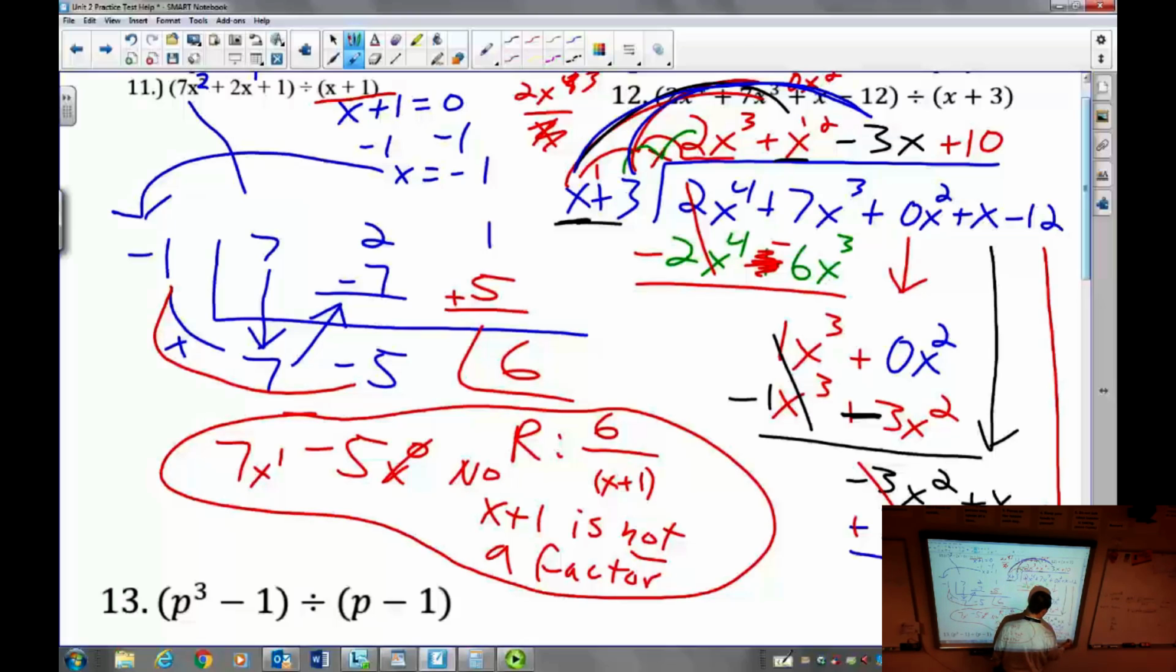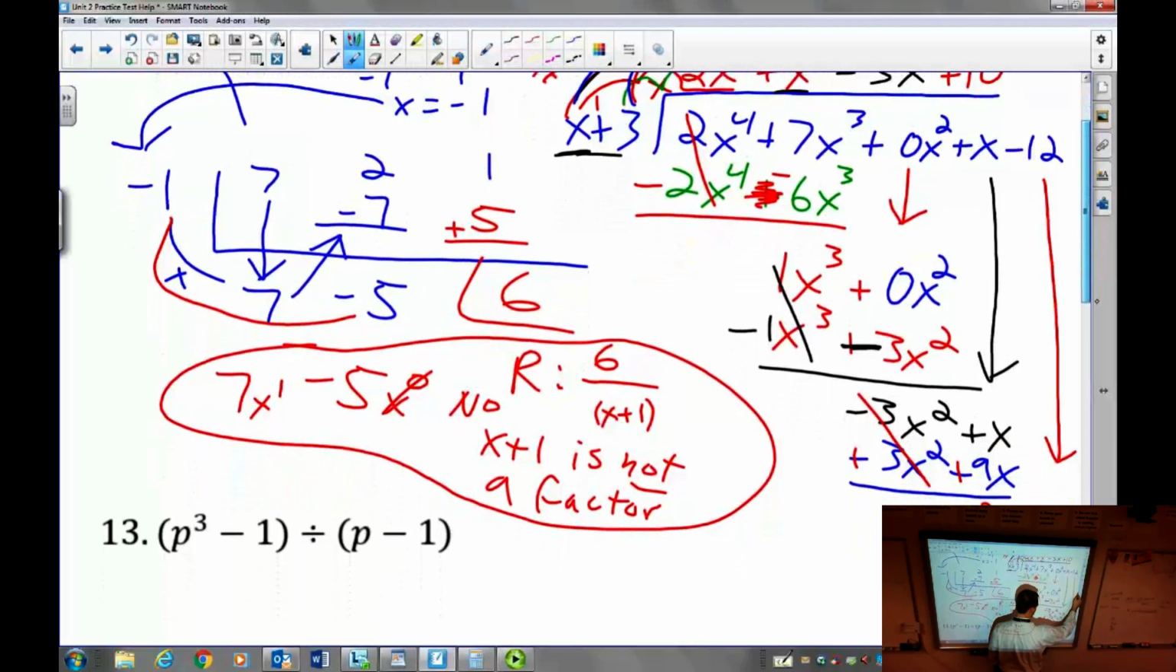There we go. Whoa, this problem rings a bell. I think I remember this problem, actually.